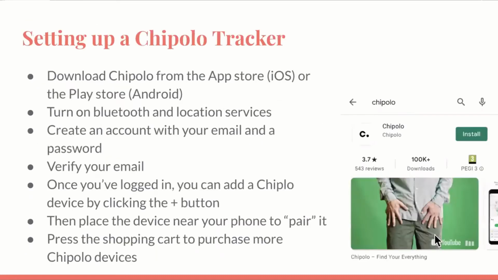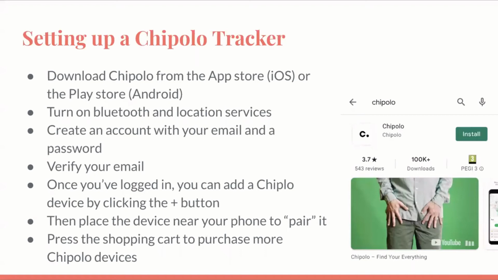How to set up a Chipolo tracker. Firstly, you want to download the Chipolo app from the App Store, which is for iOS devices, or the Google Play Store if you're on an Android. You then turn on Bluetooth and location services. From there, you want to create an account with your email and also a secure password.